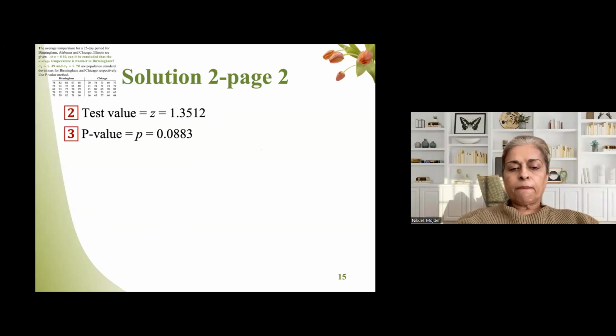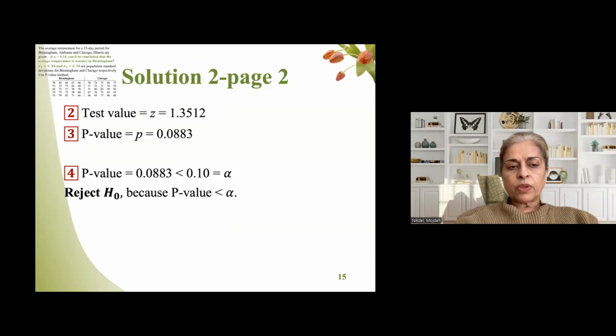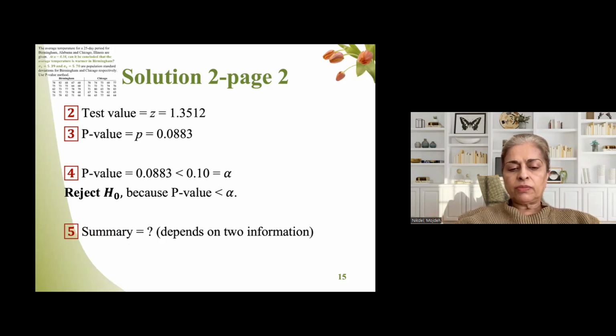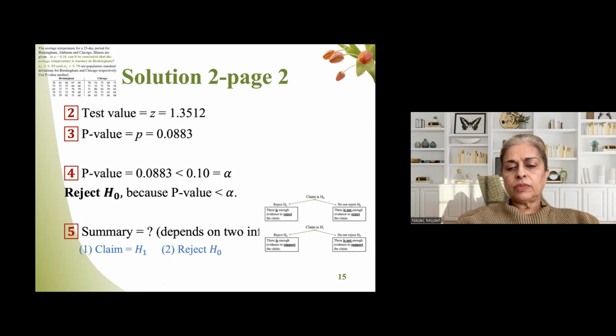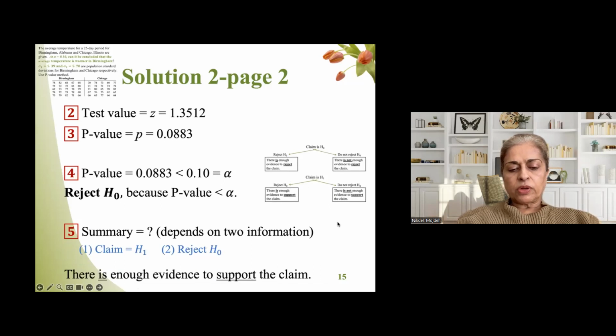Okay. Then I have to decide to reject or not reject the null. I'm going to compare my P value with alpha. P value is 0.0883. Alpha is 0.10. Alpha is larger, so the mouth goes toward alpha. Read the inequality from left to right: P value is less than alpha. So you're going to reject the null. My claim was H1, and I rejected the null. There is enough evidence to support the claim.